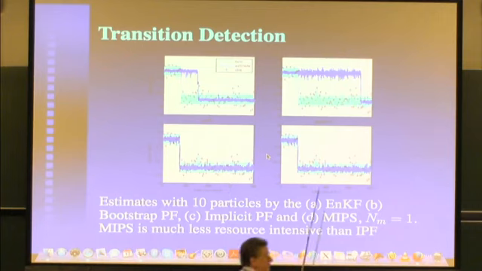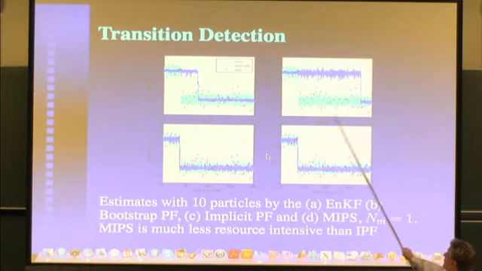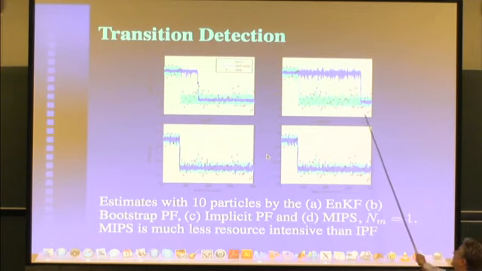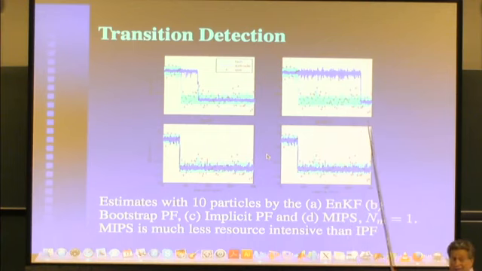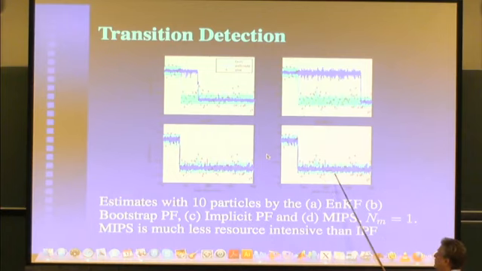The bootstrap filter, the very simple one where the samples are not informed by the observation, takes a very long time to see the transition. It happened here. It doesn't understand it until here. And the reason is it takes that long before it puts enough particles in the other well, because it has to put particles in the other well. The implicit particle filter tracks it nicely. The fixed interval smoother tracks it nicely.